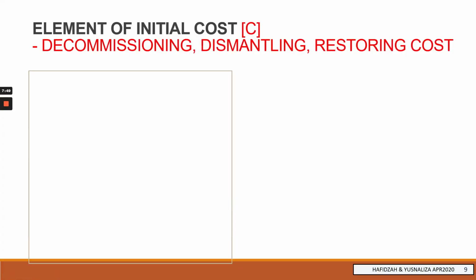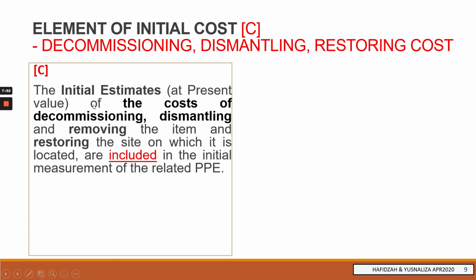Elements of initial cost for decommissioning. For decommissioning, the initial estimate of the cost of dismantling and removing the item and restoring the site on which it is located is to be included in the initial measurement of the related PPE. Let's say we talk about a gym equipment that was installed in a building, right? After 10 years of using that, perhaps it has to be dismantled. So that is to be included, not later, but as early as the initial cost.